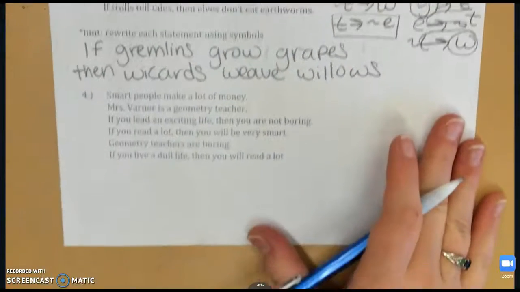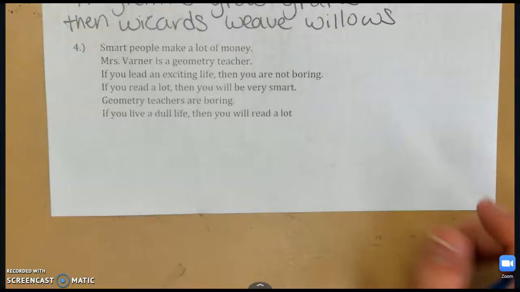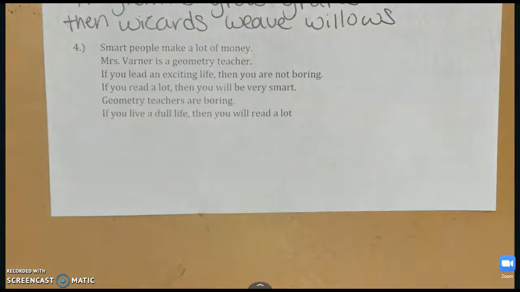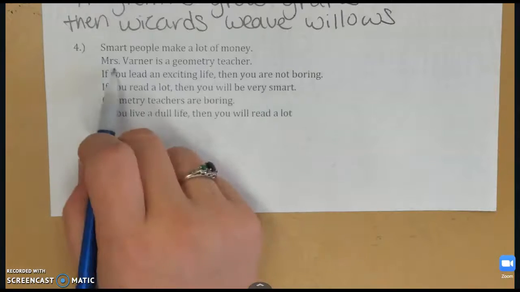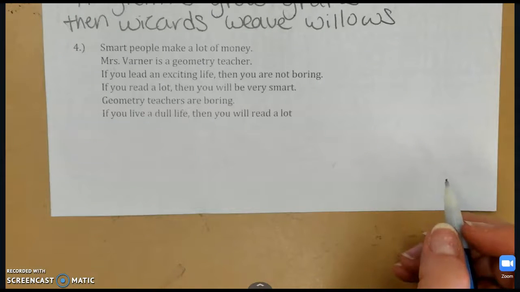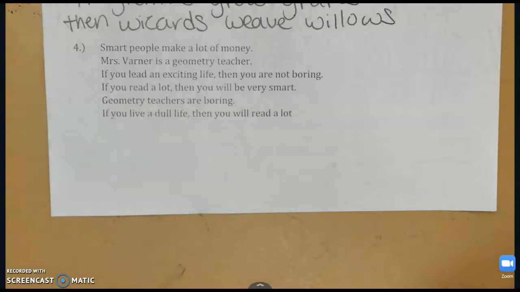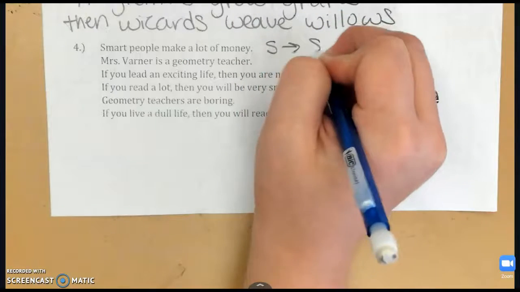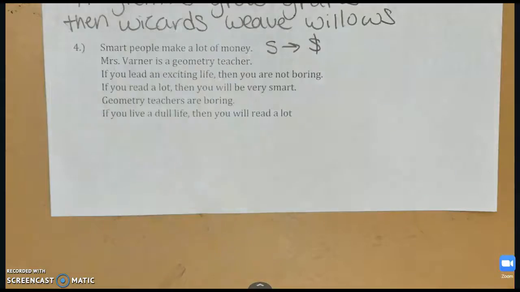Okay, so I've got this final problem here with some statements, and not all of them are written in if-then form. So what we need to do first is rewrite them in if-then form, and again, we can rewrite them with symbols first, and then put the letters back in later. So smart people make a lot of money. In an if-then statement, that would be, if you are smart, then you make a lot of money. So let's say if S, then $.